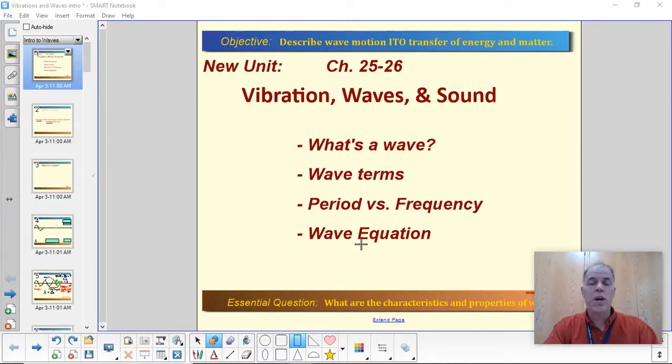And finally, we'll finish up with the wave equation, which is one that we'll be seeing in this unit and in the next one as well. It's a simple equation, but it's one that we'll see a lot.